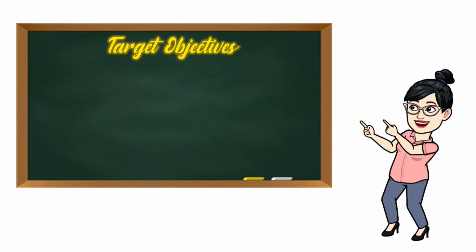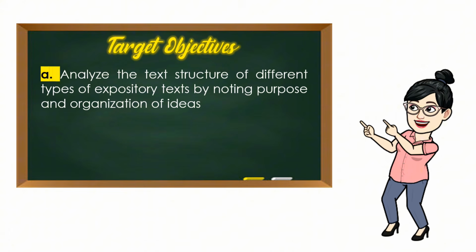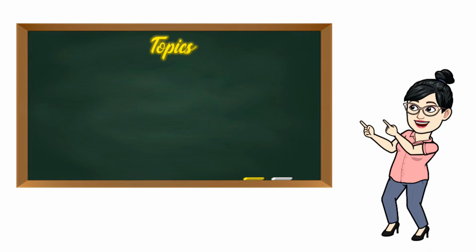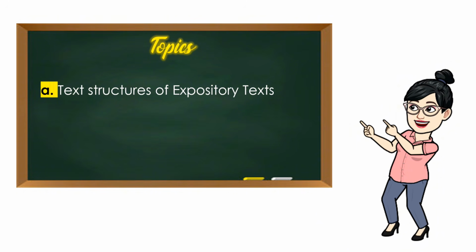And here are our lesson objectives. Analyze the text structure of different types of expository texts by noting purpose and organization of ideas. And identify the meaning and use of different transitional devices in expository texts. Moreover, these are the target contents of our discussion: text structures of expository texts and transition markers.